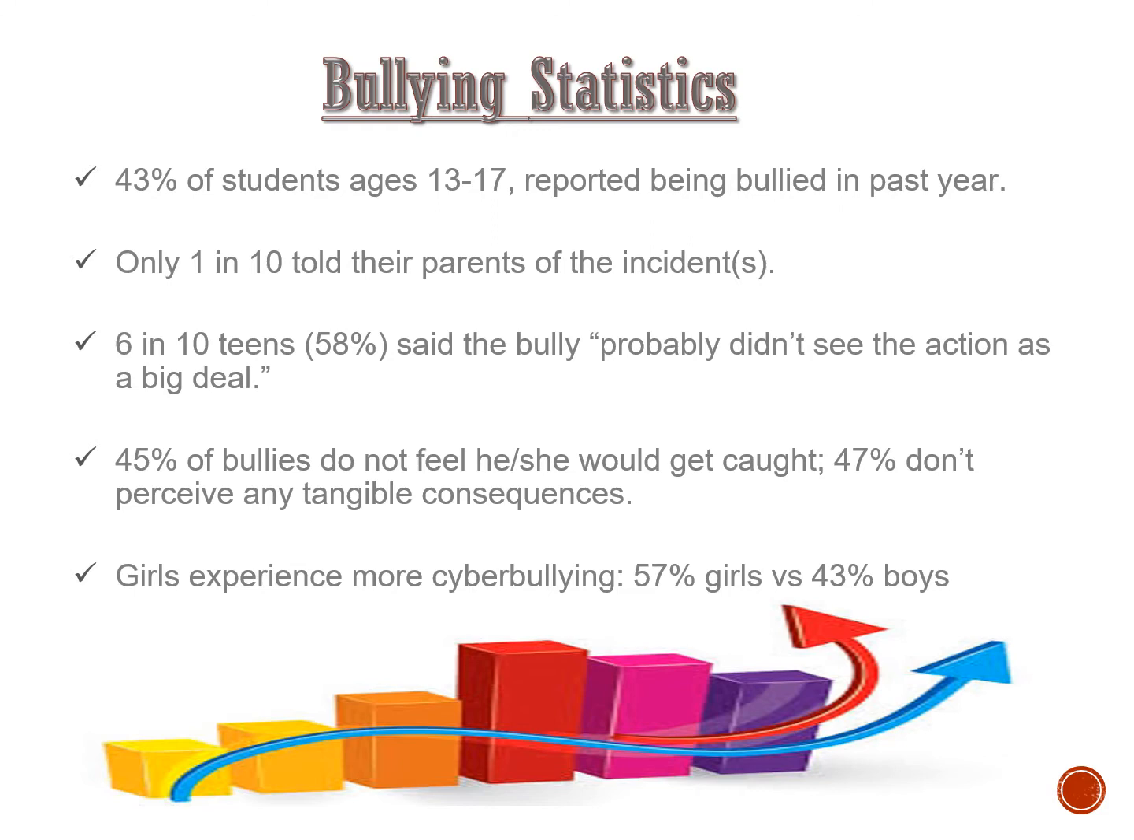Let's talk just through a few stats about bullying nationwide. You'll notice that about half of students ages 13 to 17 report being bullied each school year, but only 1 in 10 told their parents about the incident. 6 in 10 teens, more than half, said that the bully probably didn't see the action as a big deal. And again, about half, 45% of bullies, did not feel that he or she would get caught bullying, and 47% did not perceive any tangible consequences. On average, girls experience a little more bullying than boys.